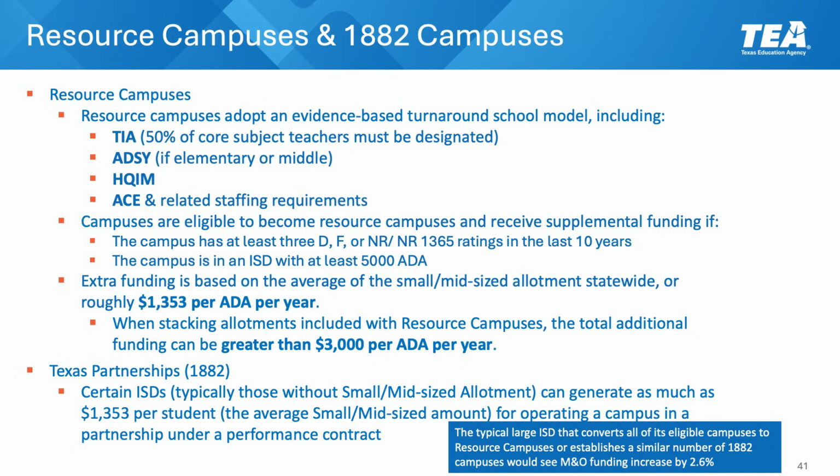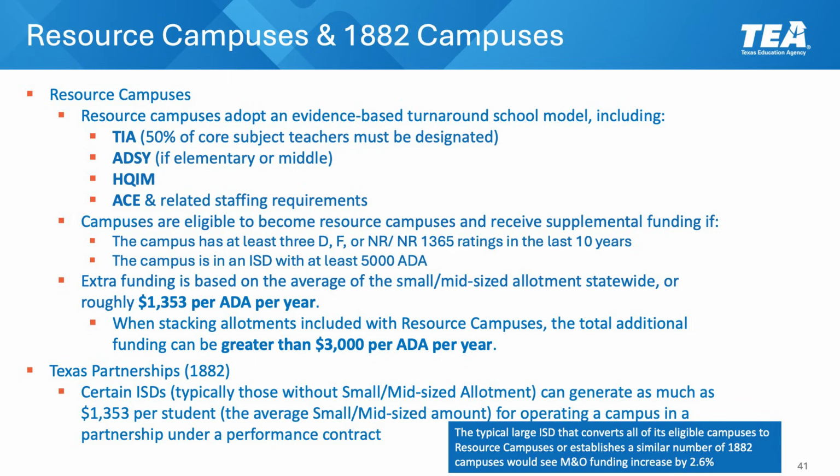With resource campuses, a campus will adopt a resource campus plan, which includes at least 50% of core subject teachers designated as teacher incentive allotment teachers, an ADSI calendar if they're elementary or middle, in this case 181 days, a high quality instructional materials plan, and an ACE plan with related staffing requirements. Campuses that are eligible for resource campus designation must have had at least 3 DF or not rated ratings in the last 10 years, and also the campus has to have at least 5,000 students in ADA.